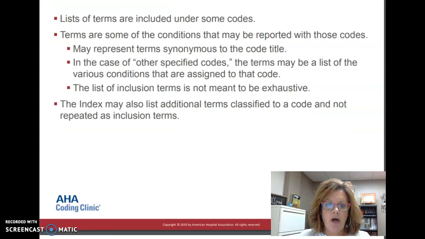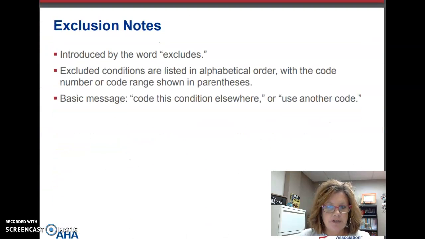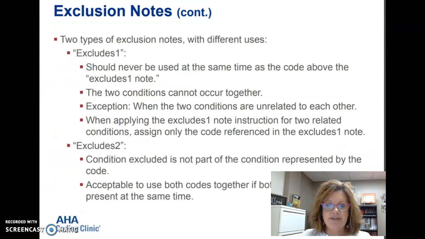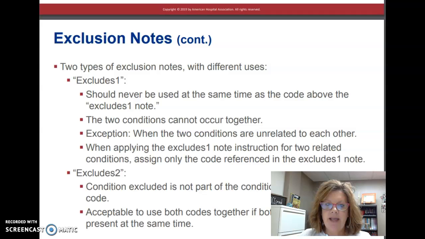As we go on here, we get into exclusion notes. These are marked by the word excludes. Stay in the same section that you're in. Okay, let's go over these. This is important right here. We have two types of exclusion notes, and it's highly recommended you look at these in your book. They have some good examples in your book.